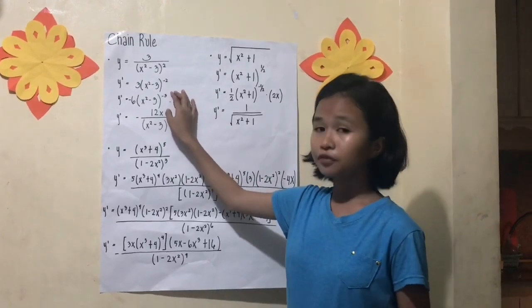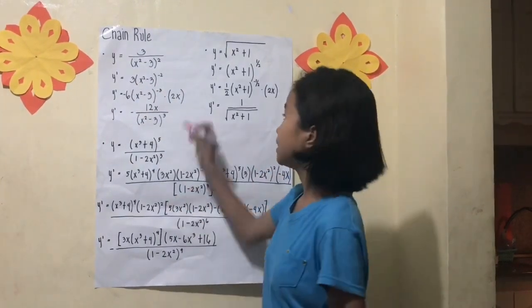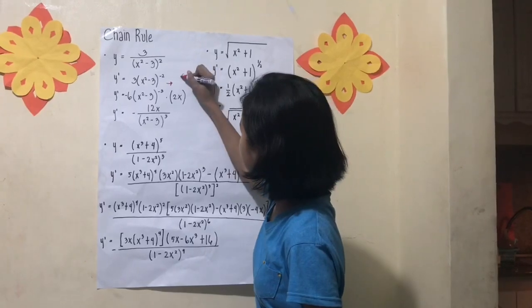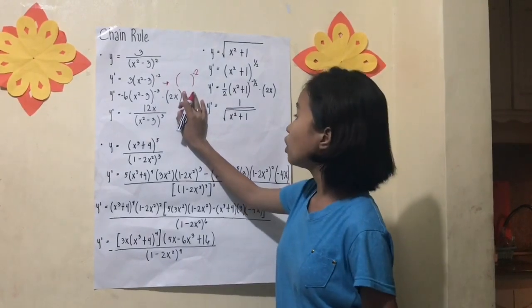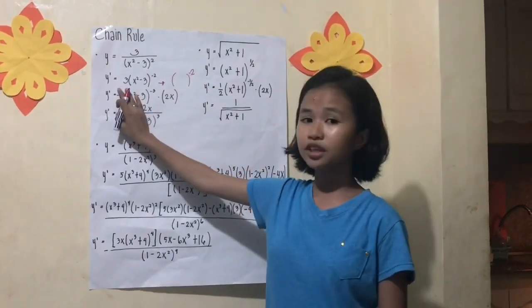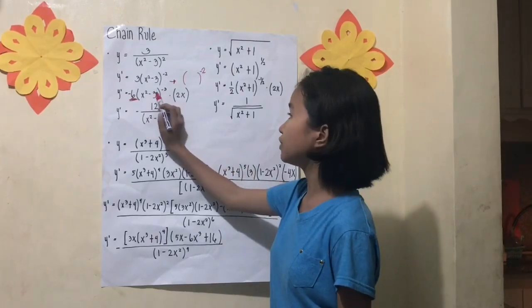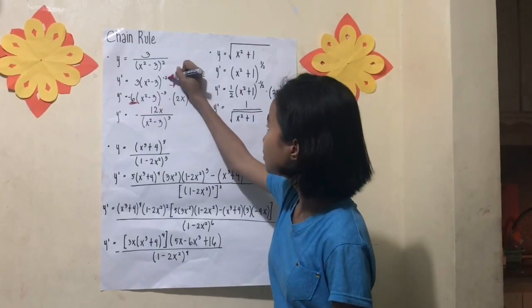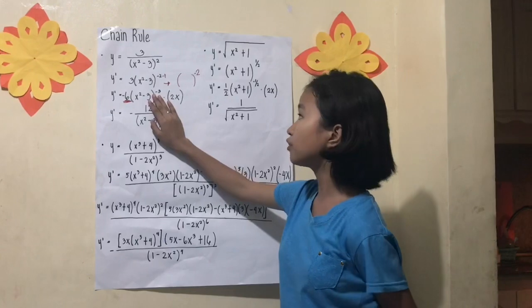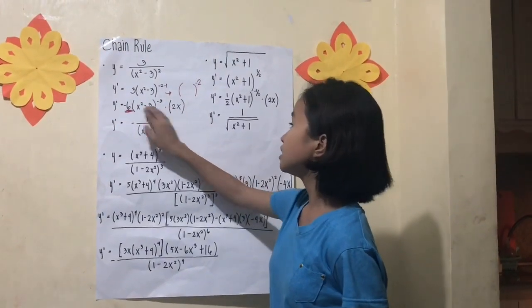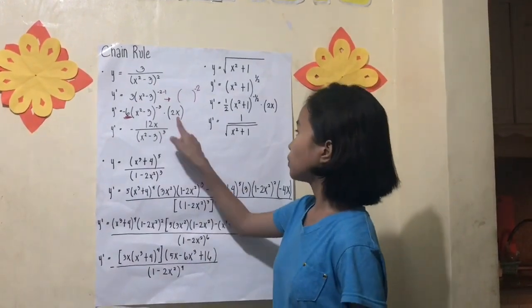After that, we need to find the derivative of the outside function. So what is the derivative of this outside function? It is the derivative of this, negative 2. So, we multiply negative 2 into 3, resulting in negative 6. After that, we leave the inside alone and we subtract 1 from negative 2. So, we have raised to the power of negative 3, multiplied by the derivative of the inside function, following the formula, and that is 2x.